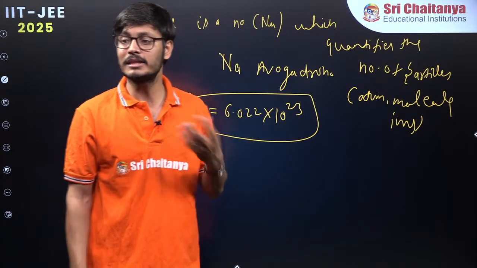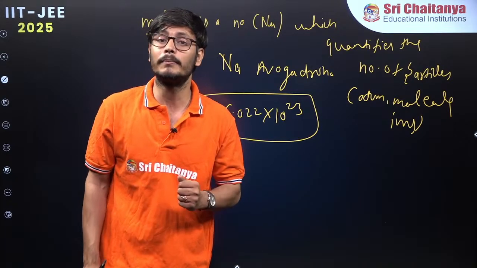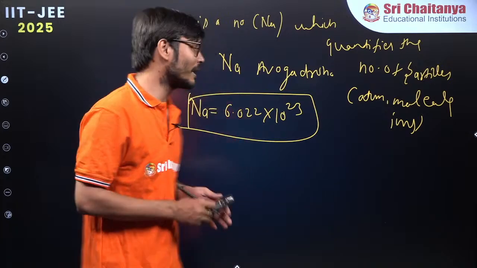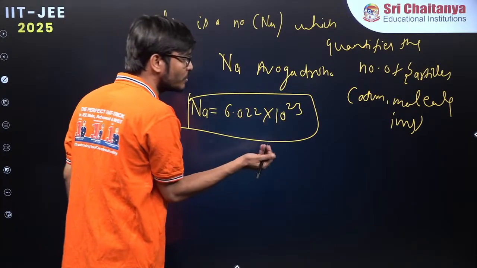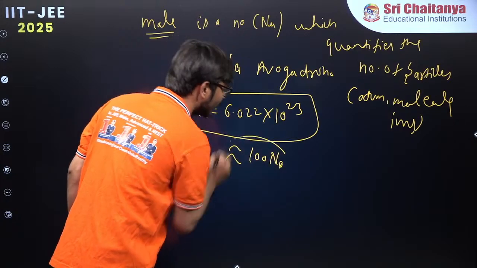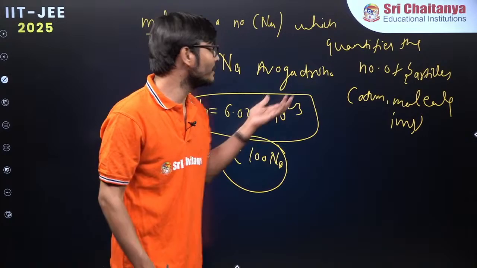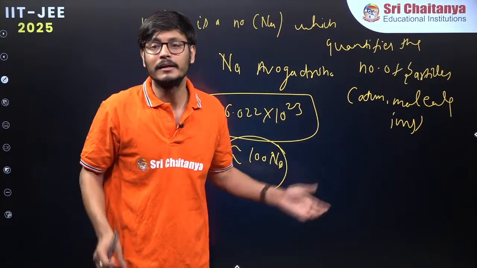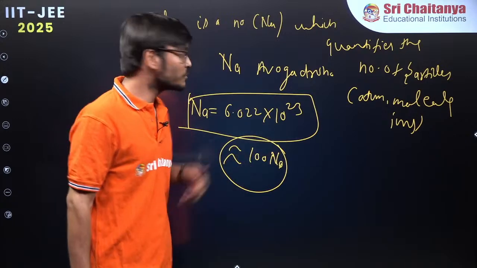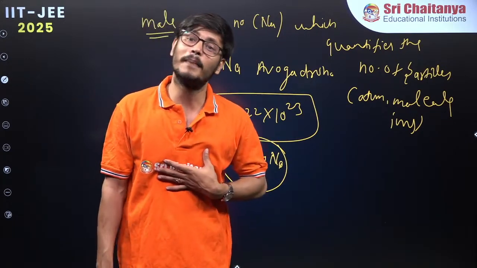So if I have in a system, let us say, 10 to the power 25 atoms, now it becomes very easy for me, because I can say that 10 to the power 25 atoms means approximately 100 times Avogadro number of atoms. So I don't have to repeat these big numbers of atoms, right? So this Avogadro number came into existence. Now with the help of this Avogadro number, it becomes very easy to define the mass also.